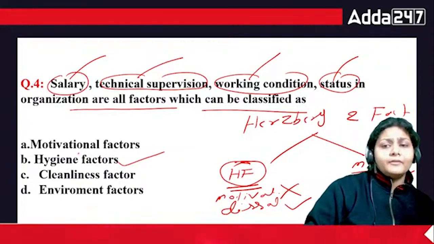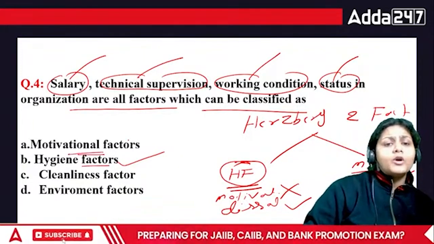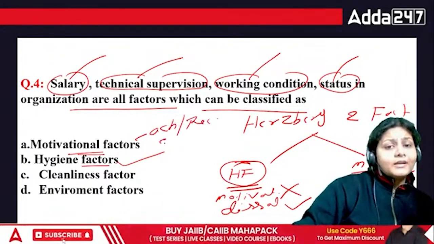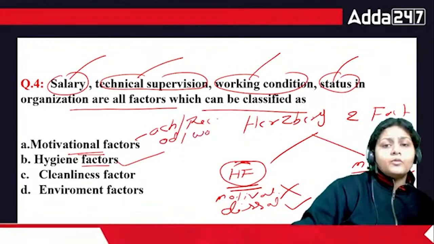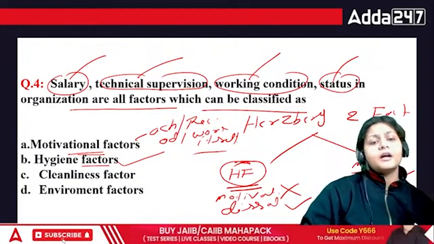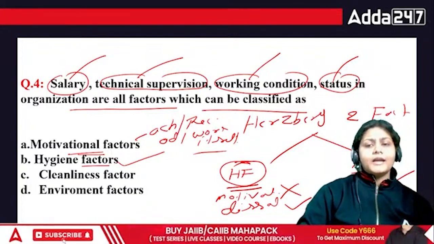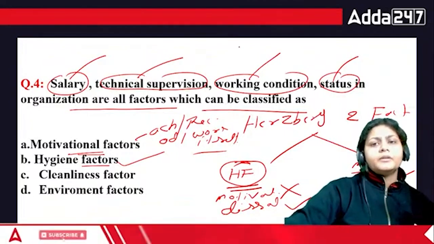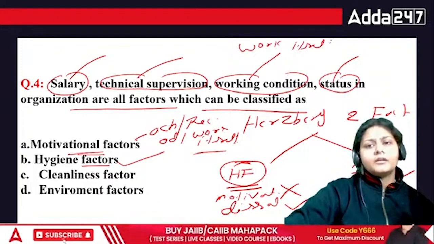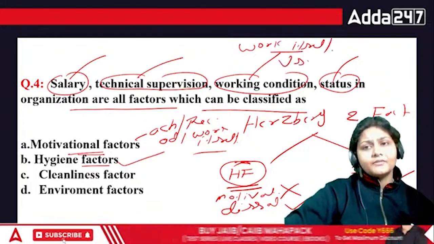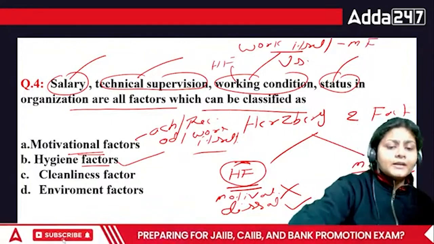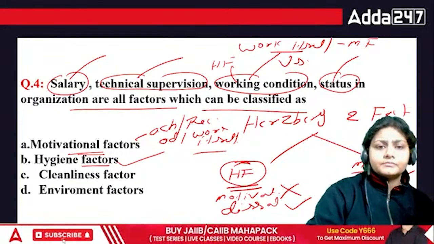So what is the MF and what is the HF? MF is achievement or recognition, advancement, or even the work itself. Work itself is a motivating factor, not a hygiene factor. Please remember, normally people get confused between the work itself and working condition. Work itself is the MF, but working condition is the HF. Understood?